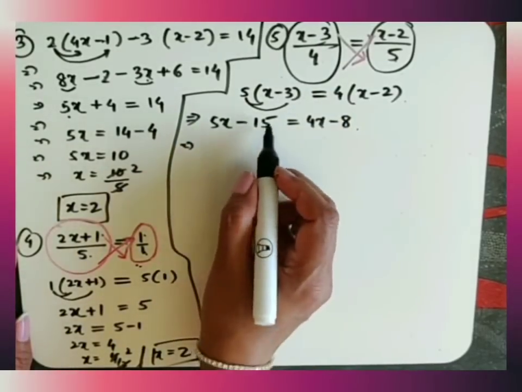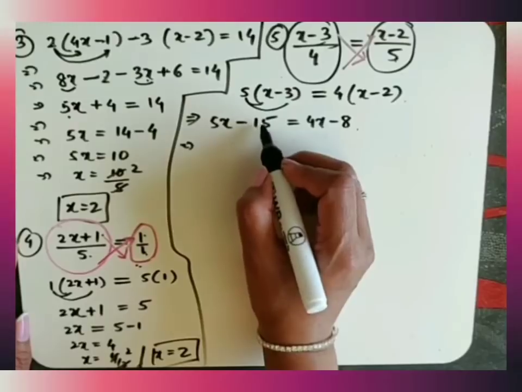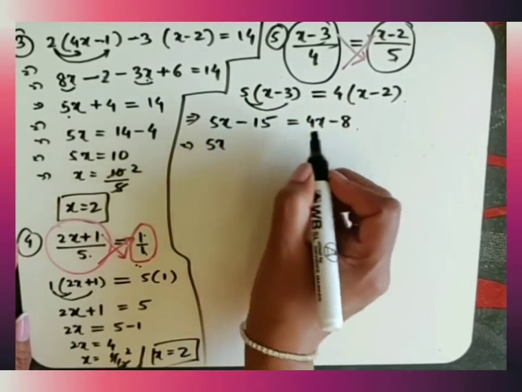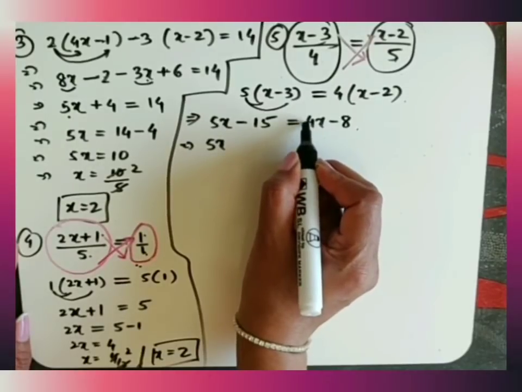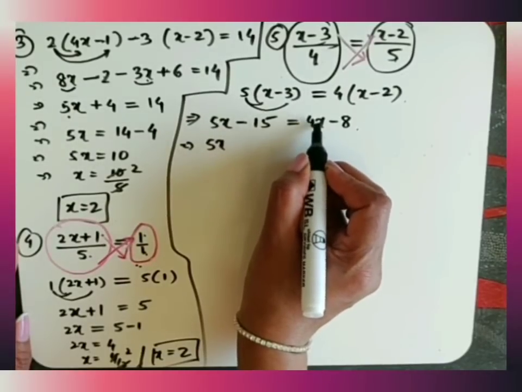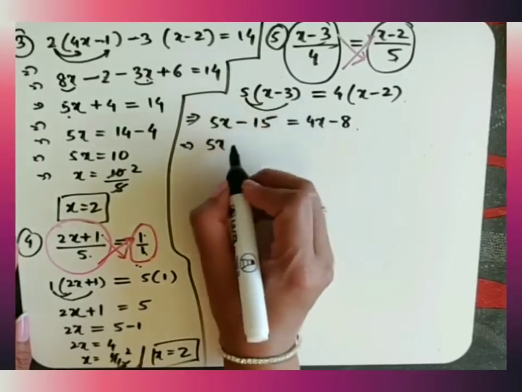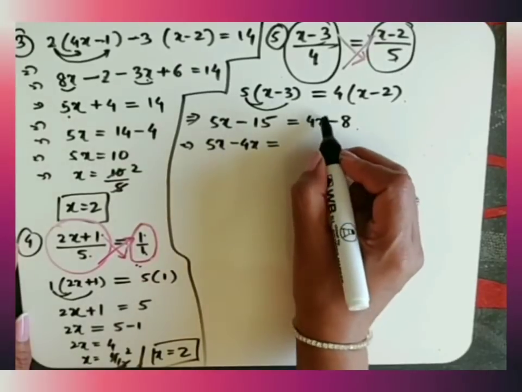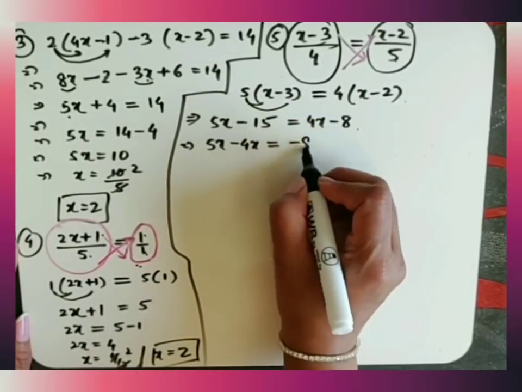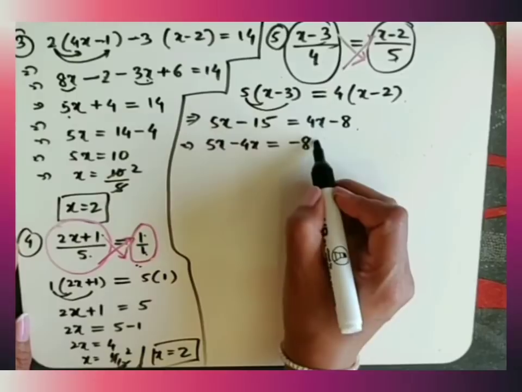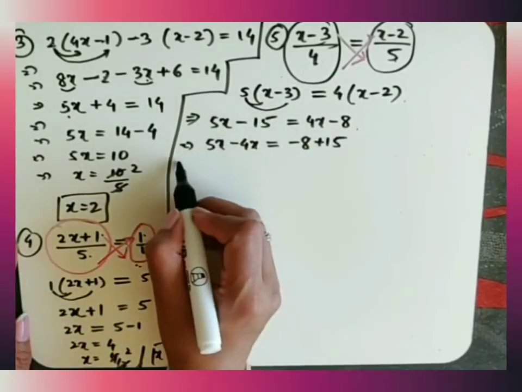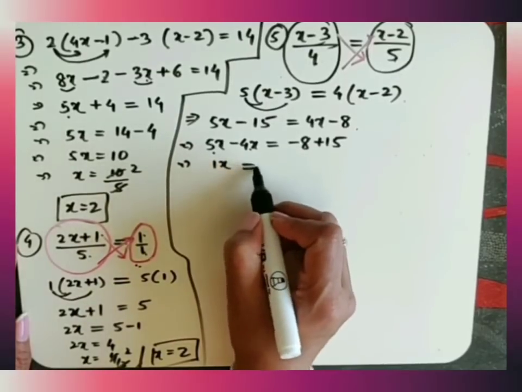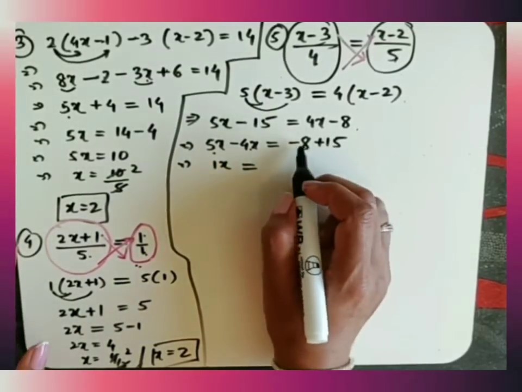Now bring the x term to the left hand side and all the constant terms which have no x, bring to the right hand side. So 5x here and bring this plus 4x. No sign is here, it means this is plus 4x. Plus 4x is coming to the left hand side, so this will become minus 4x. Now after the equal sign what you have left here is minus 8, and then bring minus 15 to this side, so this will become plus 15. 5x minus 4x will be 1x equal to 8 and minus and plus.